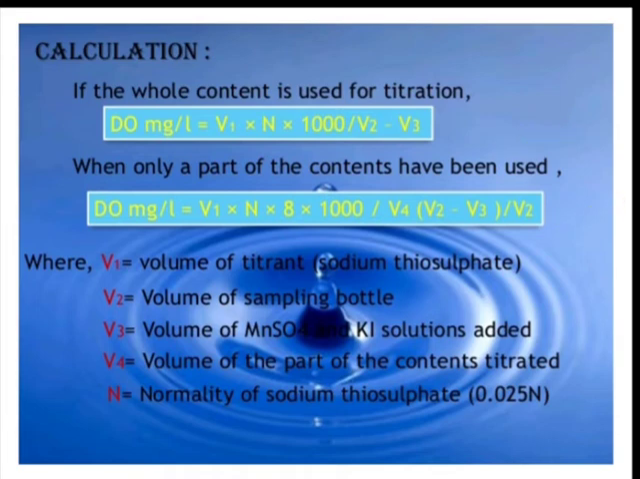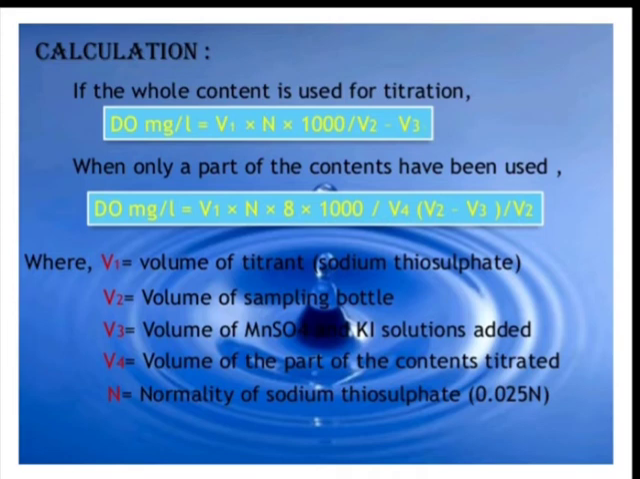And when we have taken only 50 ml, 100 ml, 200 ml, like that a part of the content, then use this formula. Dissolved oxygen in milligram per liter is equal to V1 into capital N into 8 into 1000 divided by V4 into (V2 minus V3) divided by V2. Here V1 is the volume of the titrant, V2 is the volume of the sampling bottle, V3 is the volume of MnSO4 and KI solution which we have added, and V4 is the volume of the part of the contents which is titrated, and capital N is the normality of the sodium thiosulfate.